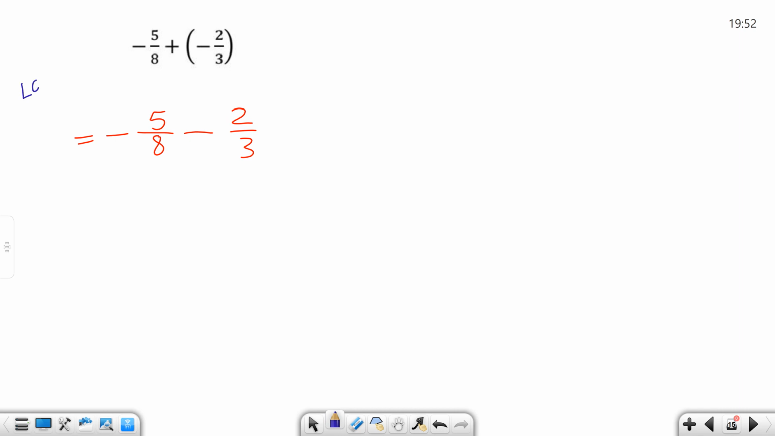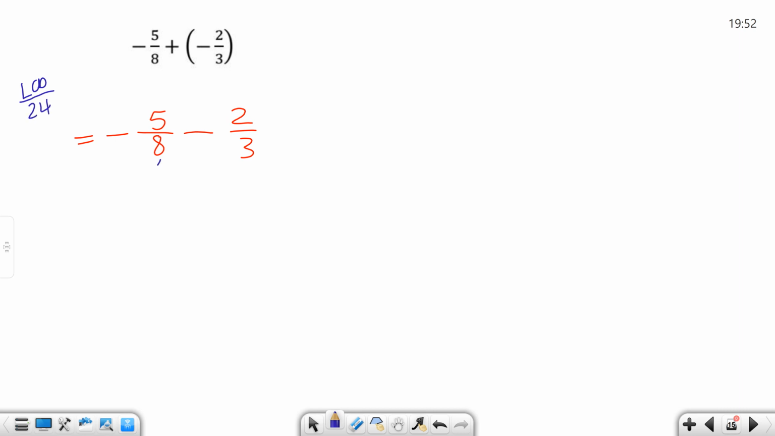So here, my LCD is, let's see, does 3 divide into 8? No. So then remember, I take multiples of 8, and then I go to 16. Does 3 go into 16? No. Okay, 8, 16, 24. Does 3 go into 24? Yes. 3 is the only other denominator, so then my LCD is 24.